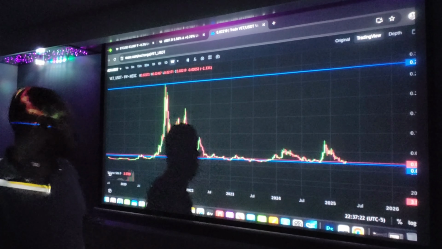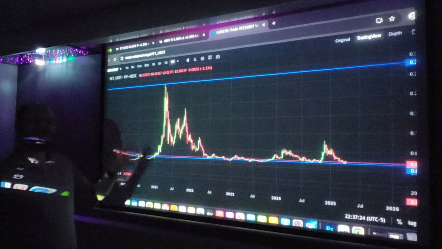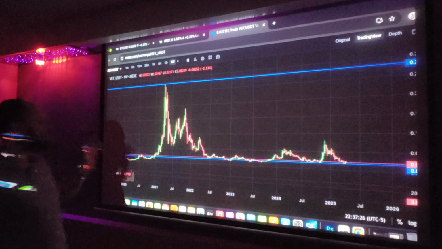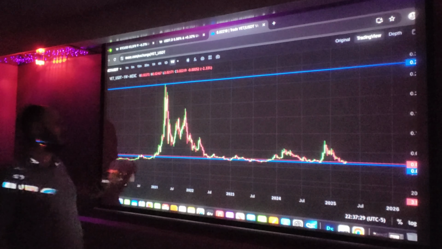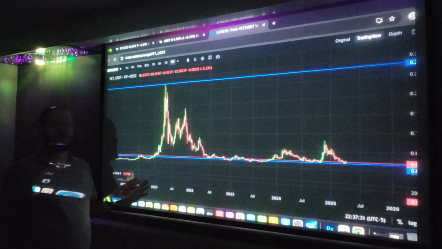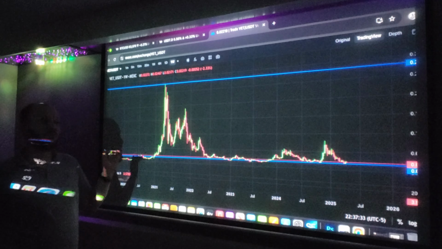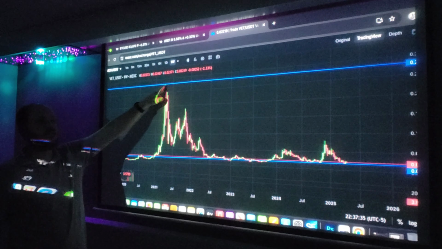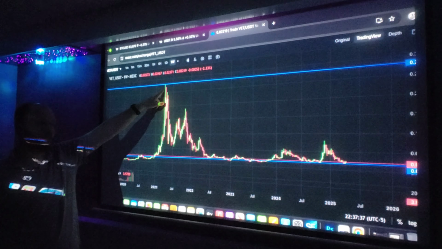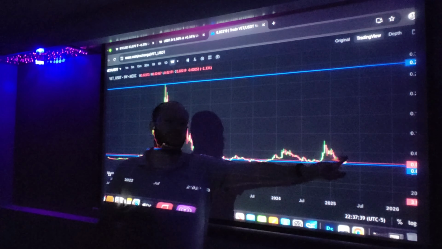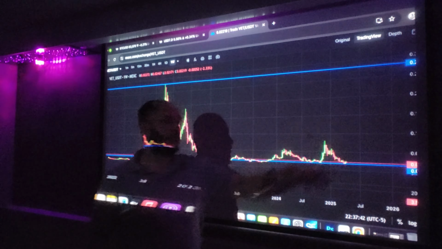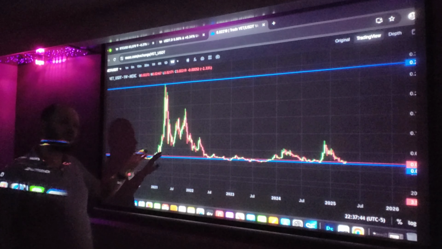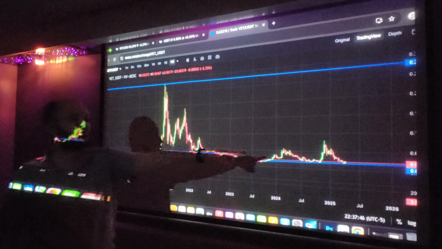All right, I just want to give you guys this example, VET. VeChain was one of the bigger altcoins that did a lot of X's in the last bull cycle, and it went from less than 1 cent to an all-time high of 28 cents. But look at this, guys. Look at where it is right now in this cycle. Unfortunately, these coins are already in billions of market cap.